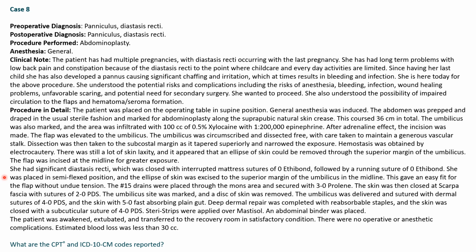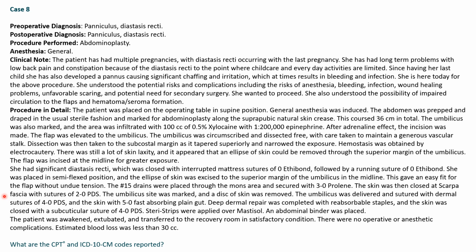to the superior margin of the umbilicus in the midline. This gave an easy fit for the flap without undue tension. The number 15 drains were placed through the mons area and secured with 3-0 Prolene. The skin was then closed at Scarpa fascia with sutures of 2-0 PDS. The umbilicus site was marked and a disc of skin was removed.